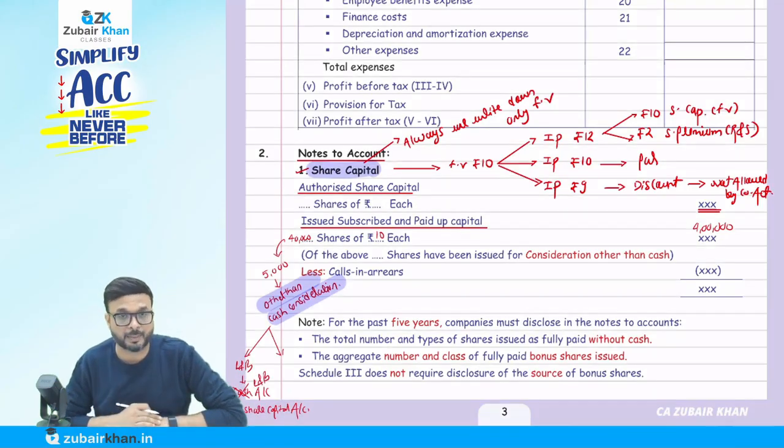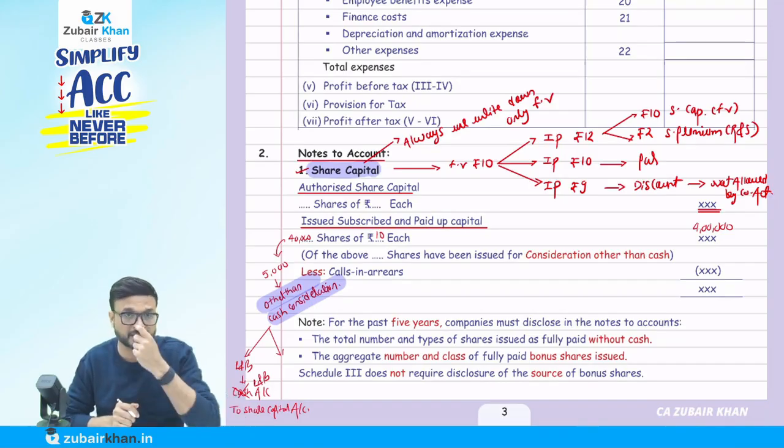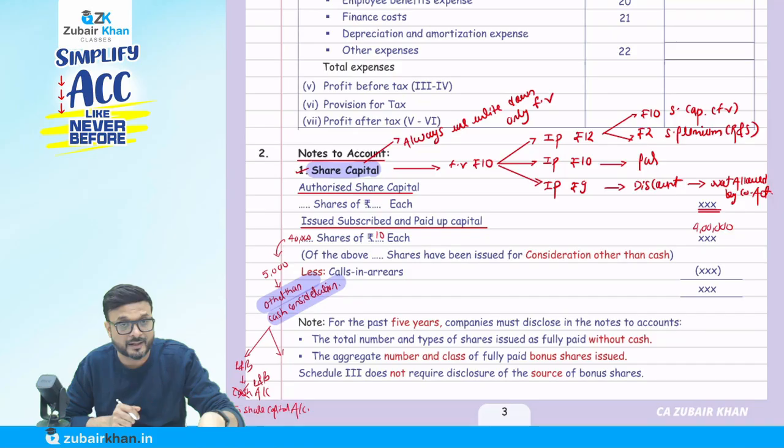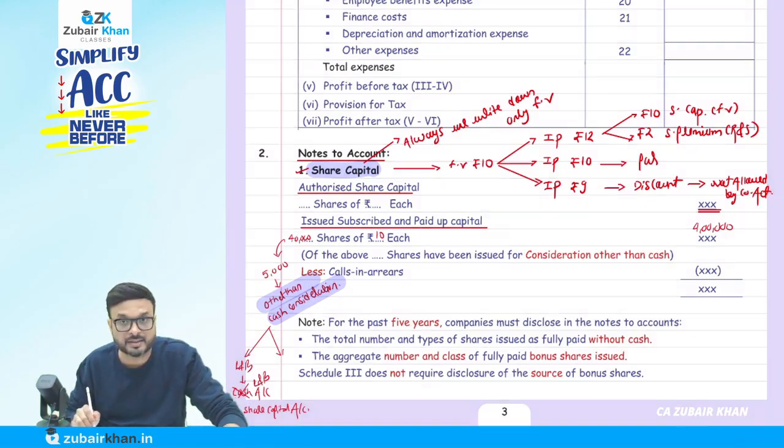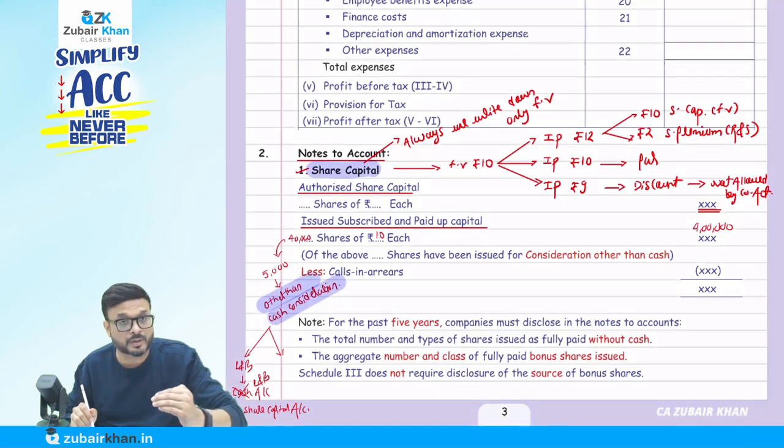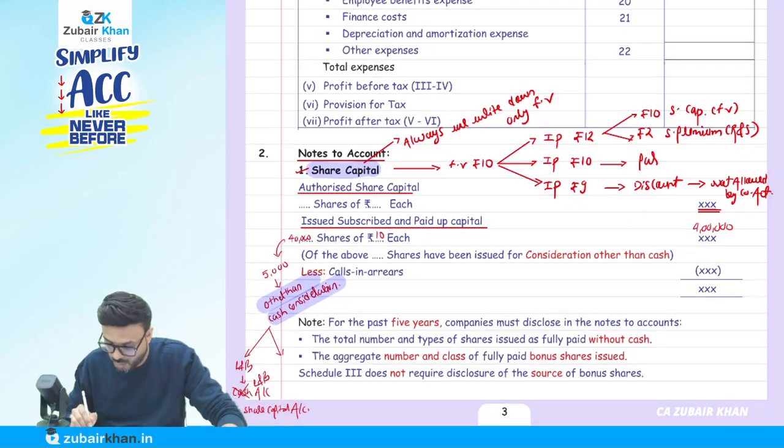So when I say land and building account, here it is other than cash consideration, meaning there is no cash here. We issue the shares, but we are not going to receive cash for that. Any such share that we have issued for which we have not received cash, or are not going to receive cash, we call them other than cash consideration. Just for the purpose of disclosure, we have to disclose it.